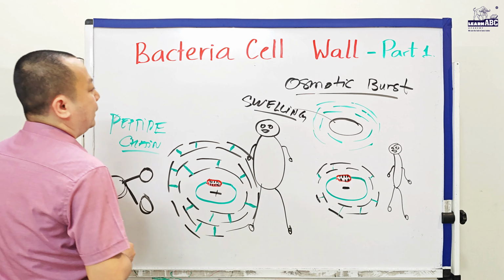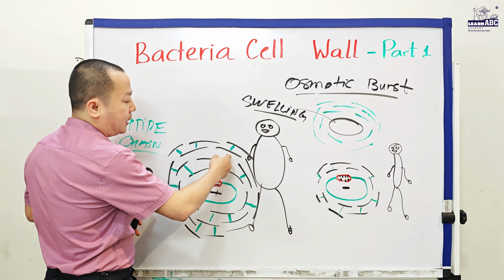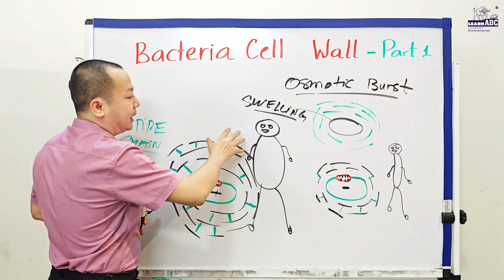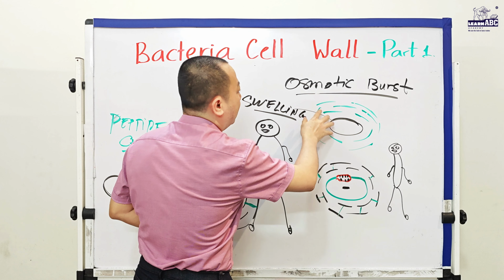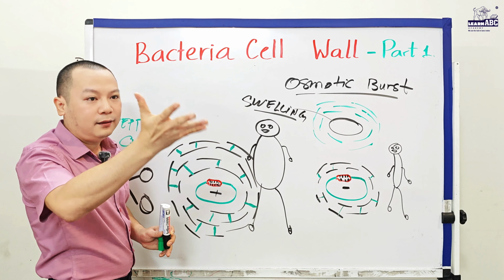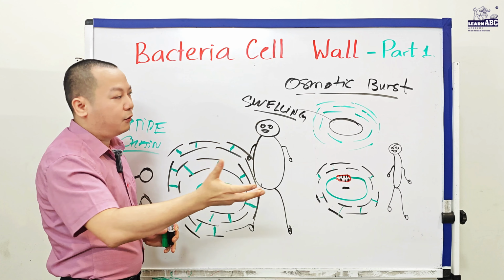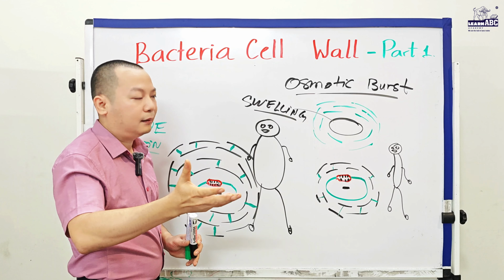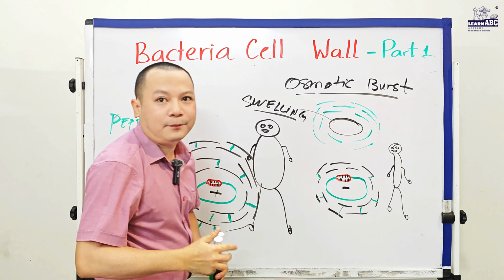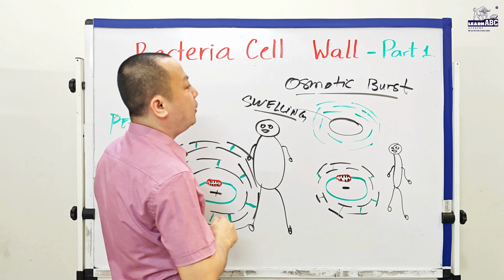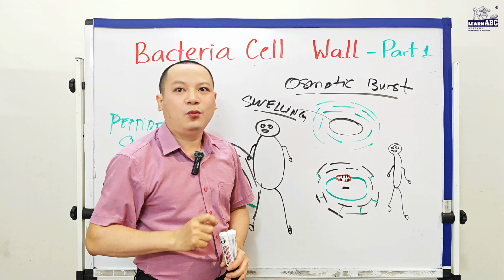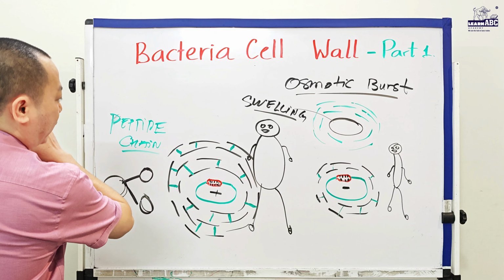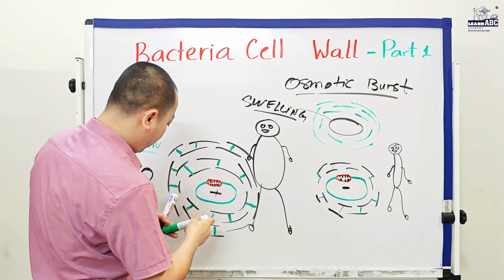But what happens without this cell wall? Then the inside membrane, or the bacteria, will undergo the osmotic burst. Osmotic burst means the inside membrane will burst. Then the bacteria will die. So that is the problem. So we know that principle. And if we want to kill the bacteria, what should we do?